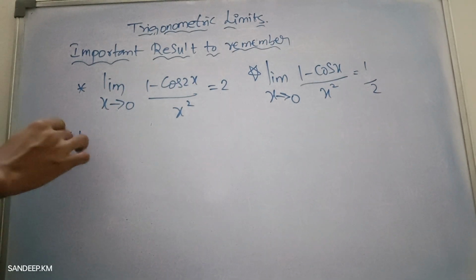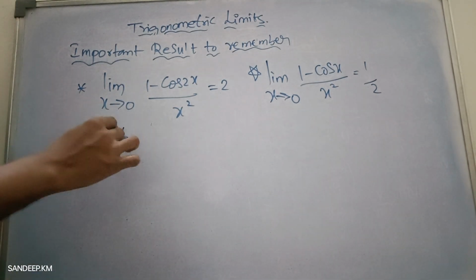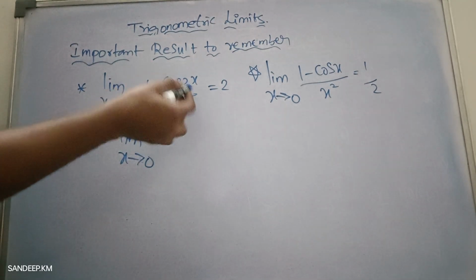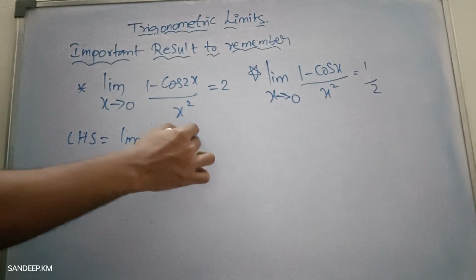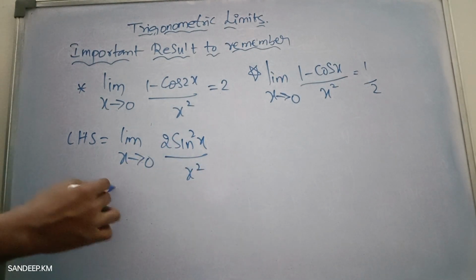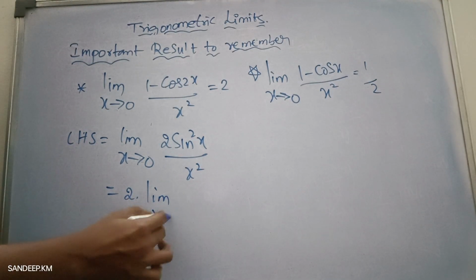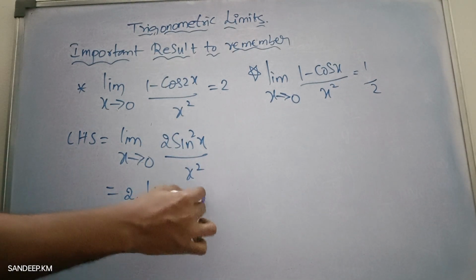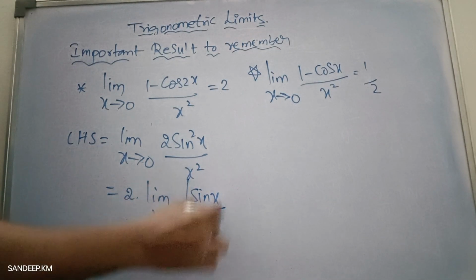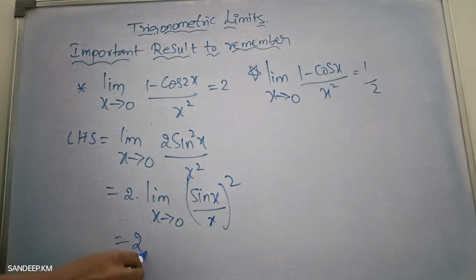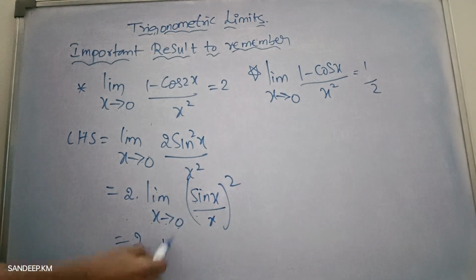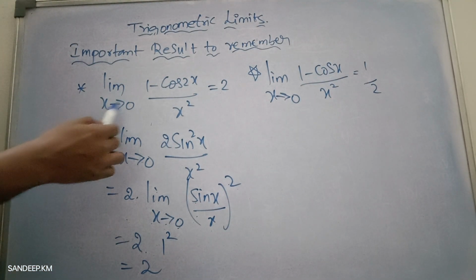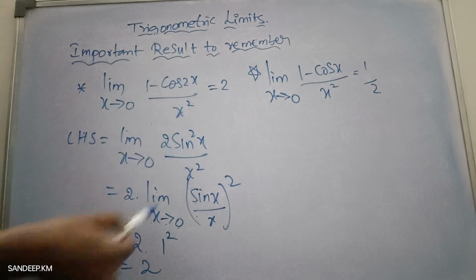Here if I want the proof, the left hand side LHS is equal to limit x approaches 0 of 1 minus cos 2x. In trigonometry, what is the formula of 1 minus cos 2x? 2 sine square x, whole divided by x square. So you can take 2 outside, limit x approaches 0. This is sine square x by x square, and I can write it as sine x by x whole square. So 2 into limit x approaches 0 can be taken inside the square. Limit x approaches 0, sin x by x is 1, with square. So 2 into 1 square. That's why limit x approaches 0, 1 minus cos 2x by x square is equal to 2.